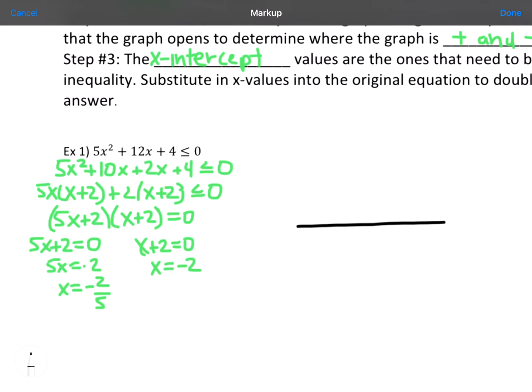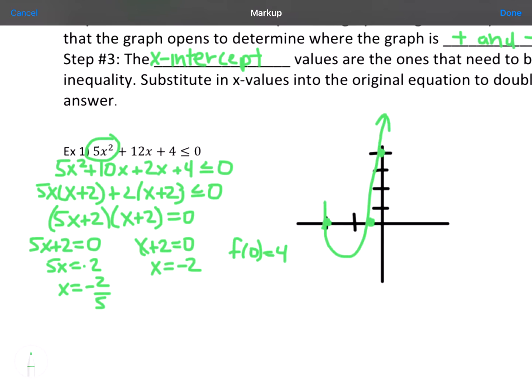So if I'm sketching a graph, I'm just going to put a couple points, negative 1, negative 2. I'm going to count them up, and then I'm going to graph it. So I know I cross at negative 2 and negative 2/5 in there. Looking at this 5x squared, I know it opens up. Okay? And then also what I like to do is check what is f of 0. So when x is 0, that's my y-intercept, so it's at 4. So I can graph this pretty easily, and I can see that's kind of the basic shape.